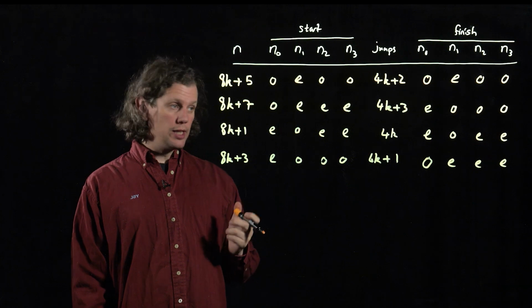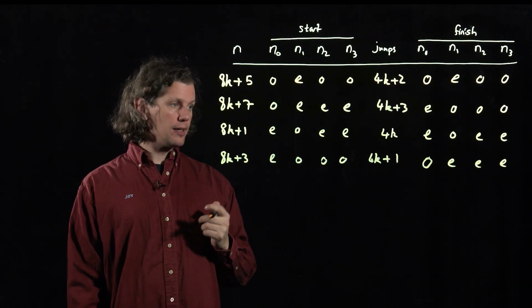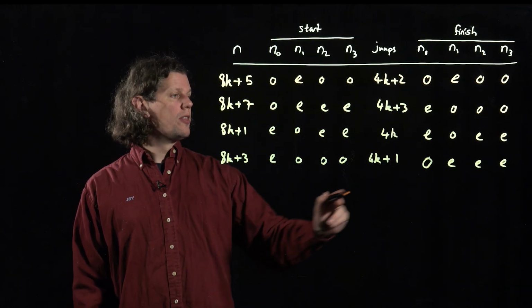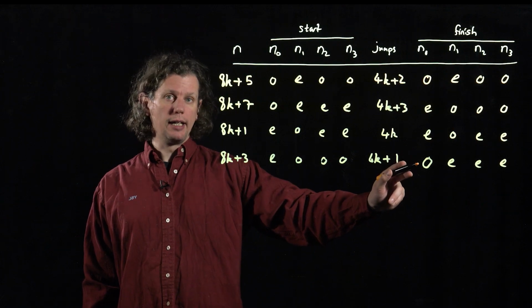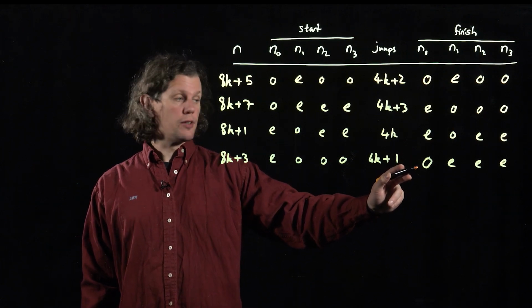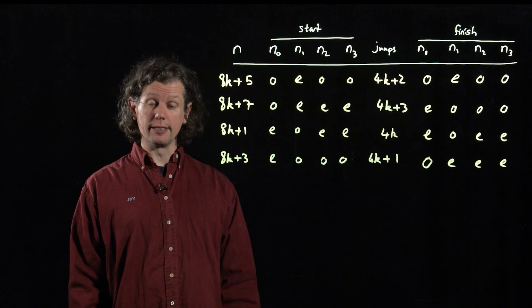And that tells us more than we knew again. If we start with 8k plus 3 frogs and we end up with just 1, then we know that that frog will end up on a lily pad whose number is a multiple of 4. So this method tells us something that we didn't know already.